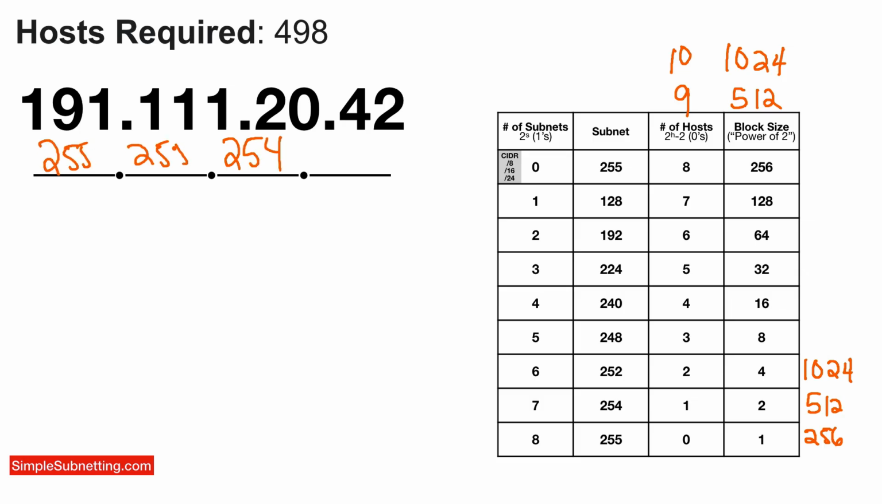255, 255, 254, and 0. Otherwise, you can just carry it up from here. So 255, 254, 252. It's whatever works best for you that syncs and resonates with you. This is a subnet mask that will yield us enough so we can cover 498 hosts. Okay, I hope that helps.